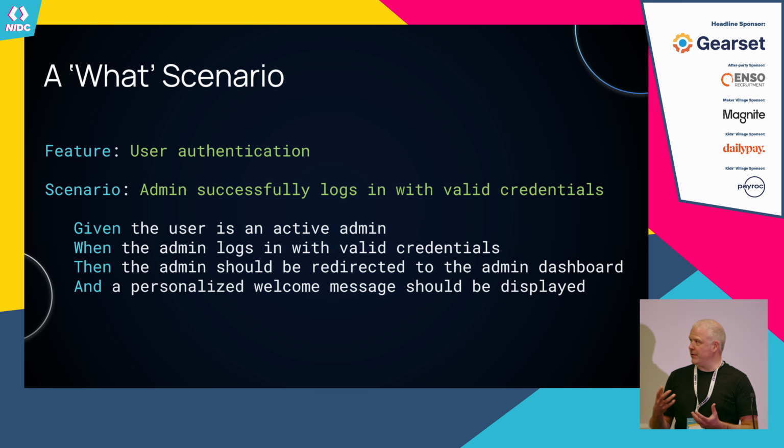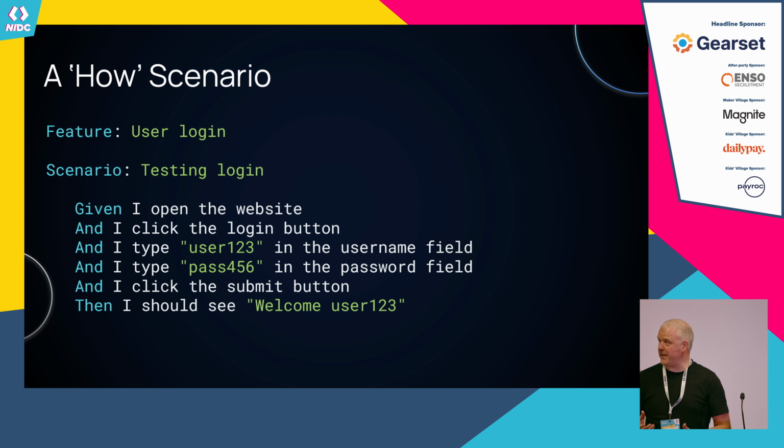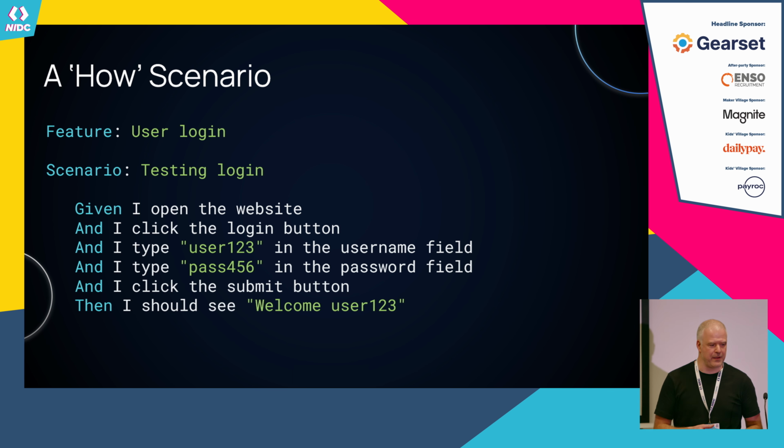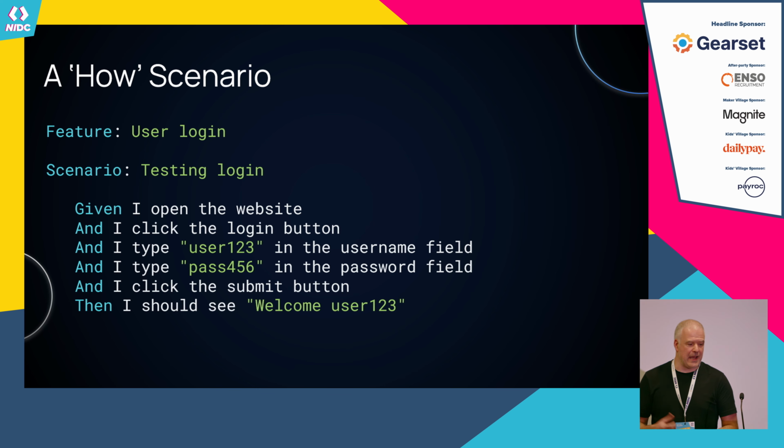We can take a look at a comparison between a what scenario and a how scenario. So first up, we have this user as an active admin who can log in with valid credentials and is redirected to the dashboard. Quite self-explanatory. If we compare that to a corresponding how scenario, one thing that stands out immediately is you've lost context. Who is the user? We no longer see that they're an admin. They are clicking buttons. They're sending keys to text fields. And ultimately then we see a welcome user 123.